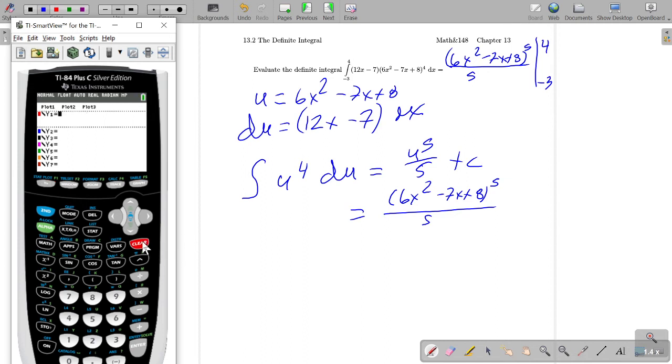So that would be 6x squared minus 7x plus 8. Okay, so there I have the top. I just realized I've got to divide that by 5.